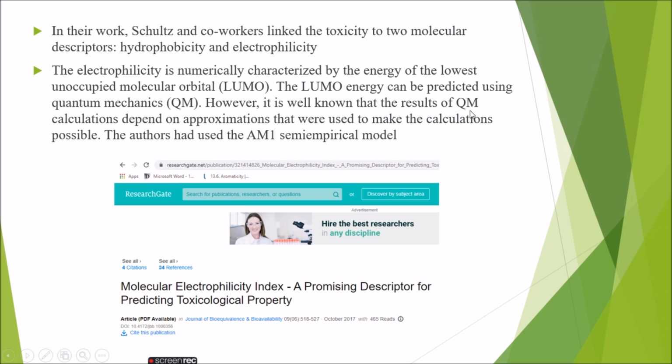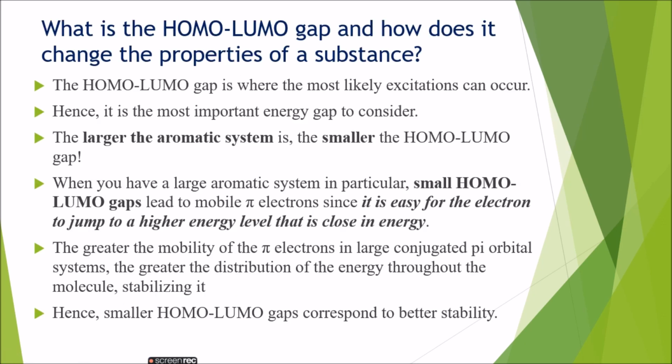So the results of the quantum mechanics depend on certain approximations. We discussed it already, all the approximations which have been made. In this research work, the authors have used the AM1 semi-empirical model. So they have used the AM1 semi-empirical model and run a MOPAC program, and they have found the details about the toxicology studies. They have done the toxicology studies and properties of the drug.